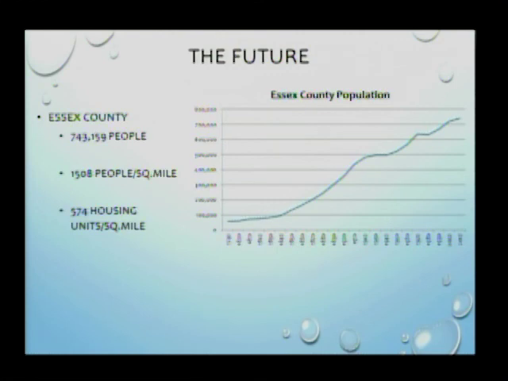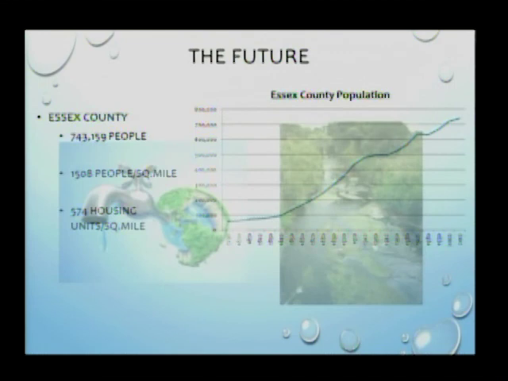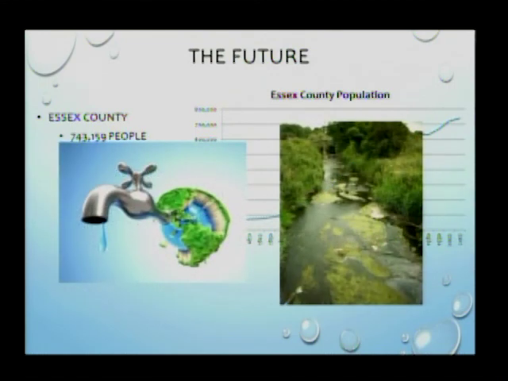1,500 people per square mile. 574 houses per square mile in Essex County. And, well, not to be rude, but many of the people in this room are of the generation where it's like, rivers aren't burning anymore. Clean Water Act, EPA, this is awesome. We're solving stuff. We did this. We made it happen. We have new problems now, and it's the problems of our own success.